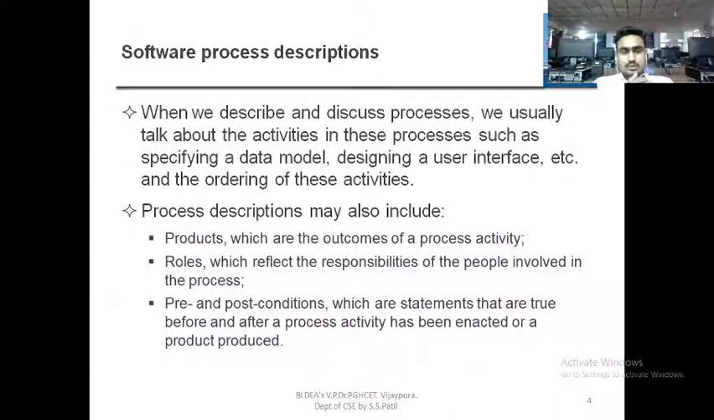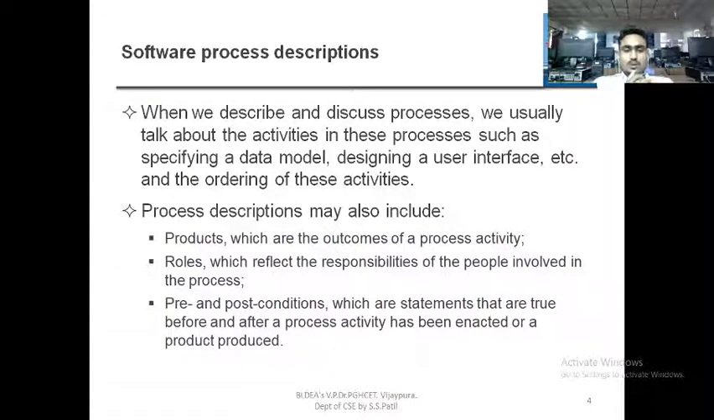Next, the process description may also include products, which are the outcome of the process. Sometimes, when we are developing an application or software, some products are going to occur, and those are nothing but the outcomes. So when it comes to the outcome, we have to think about product marketing along with the maintenance.